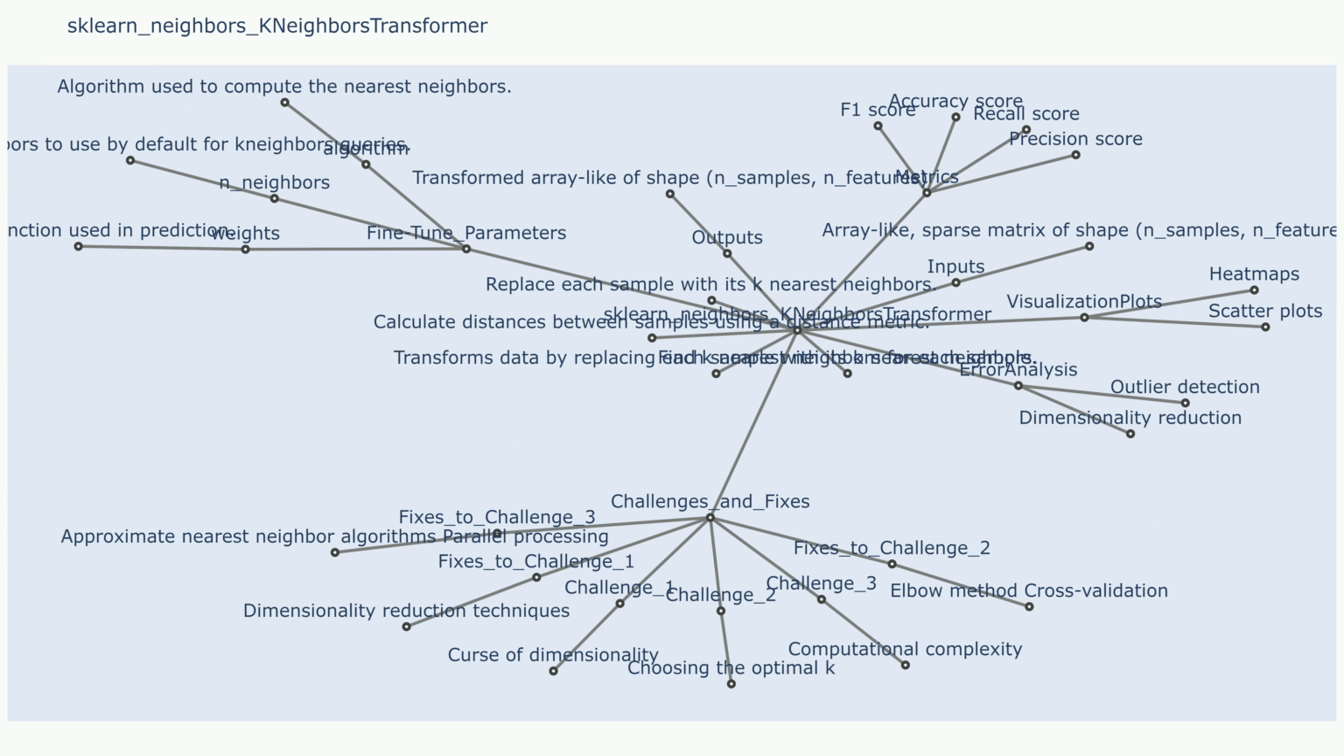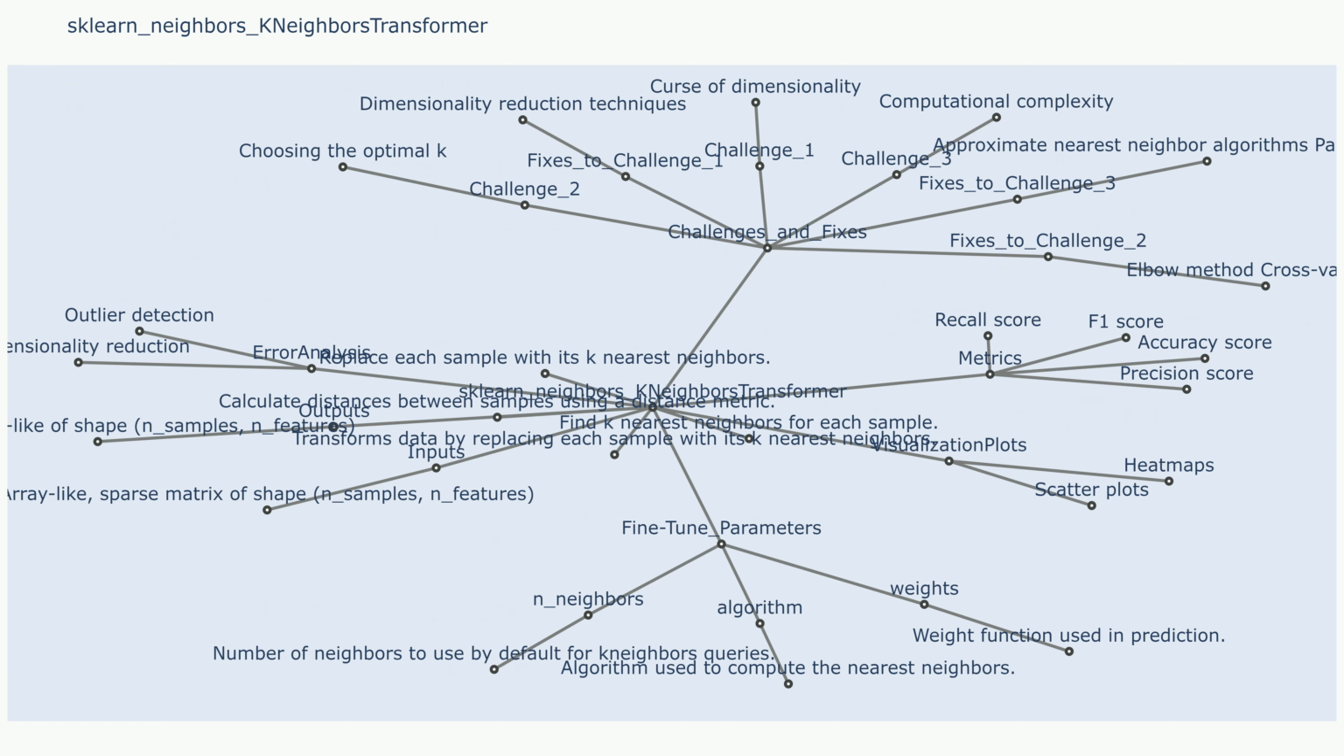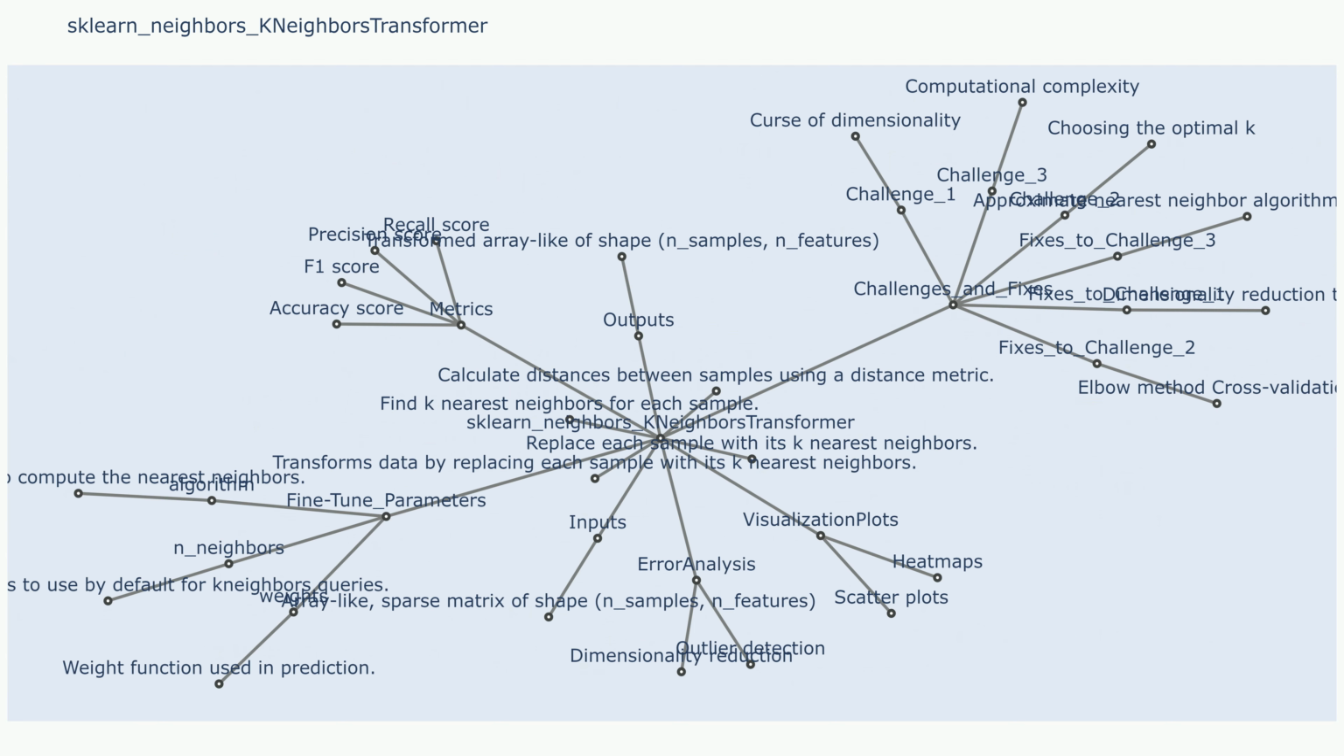Challenges and fixes. Challenge 1: curse of dimensionality in high-dimensional spaces. The distances between data points become less meaningful and the effectiveness of KNN can decrease. This can result in inaccurate transformations. Sample use case: transforming data with hundreds or thousands of features using a standard KNN method might lead to poor results.